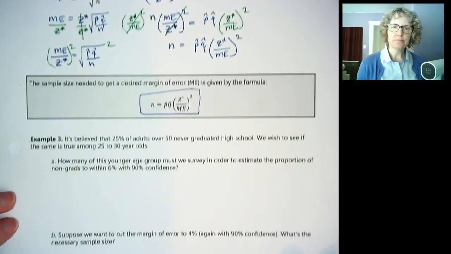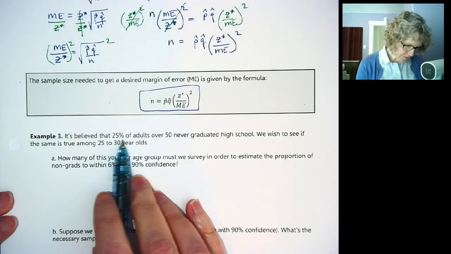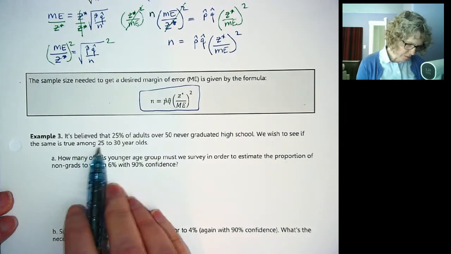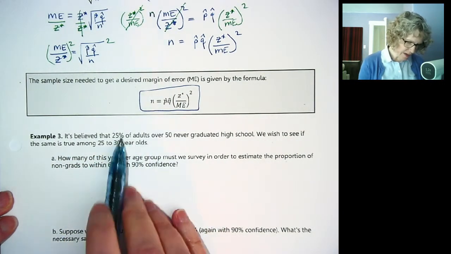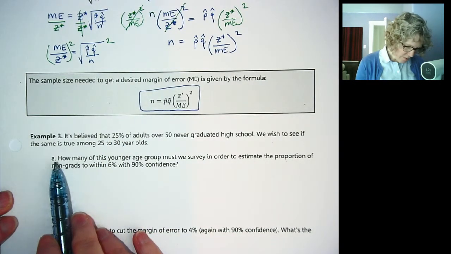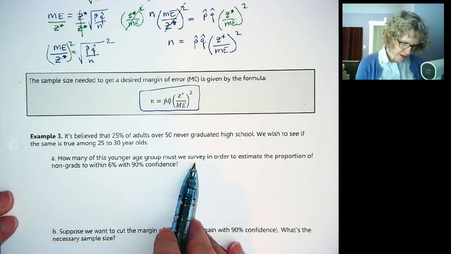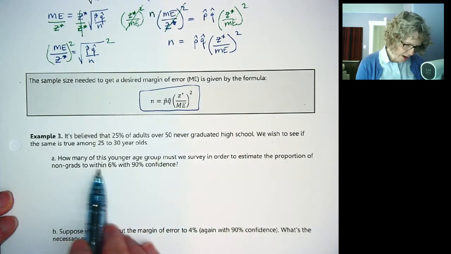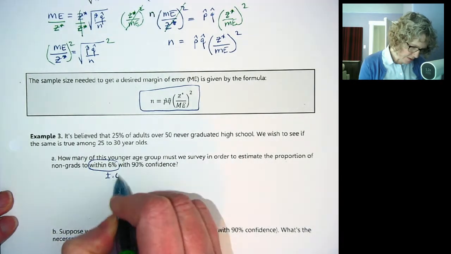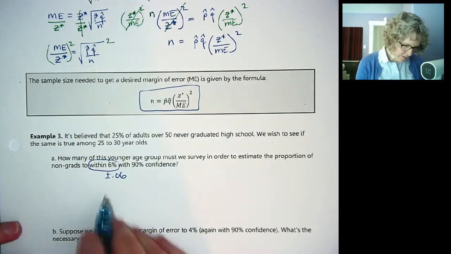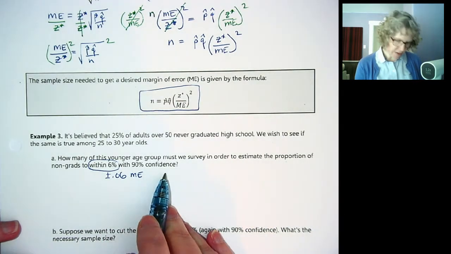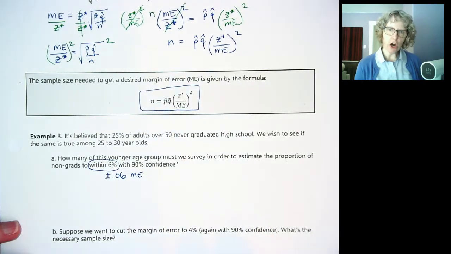So let's see how this works. It's believed that 25% of adults over 50 never graduated high school. We wish to see if the same is true among 25 to 30-year-olds. What this is saying is we're using this estimate of p hat to start with. How many of this younger age group must we survey in order to estimate the proportion of non-grads to within 6%? That means plus or minus 0.06. So that's our margin of error, with 90% confidence. That determines our z star.